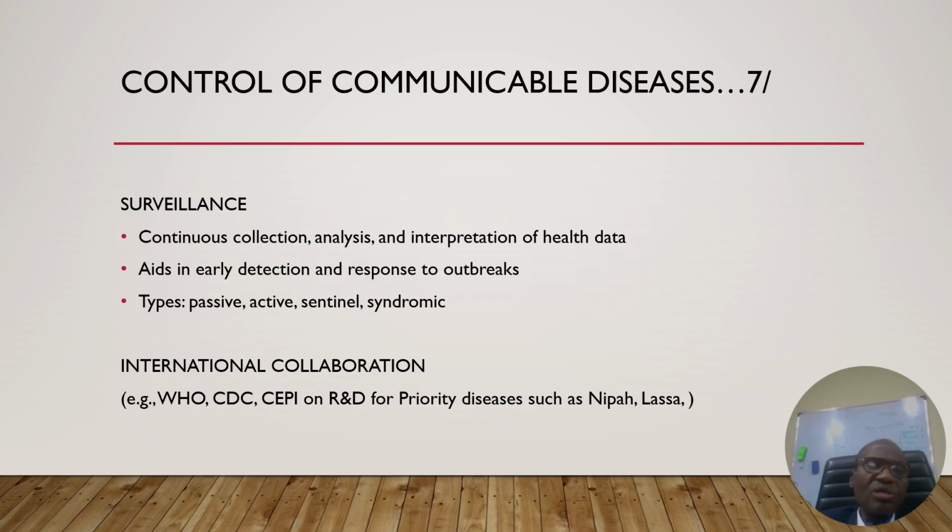Now, it's also good to include here community disease surveillance, which refers to continuous collection, analysis, and interpretation of health data. This aids in the early detection and response to outbreaks. Some of the outbreaks we have had were mainly because there was no adequate surveillance. If there's adequate surveillance where data are available on time and promptly disseminated to those who need them, we can easily pick up cases of these diseases before they become an outbreak. Surveillance can be active, passive, sentinel, or syndromic.